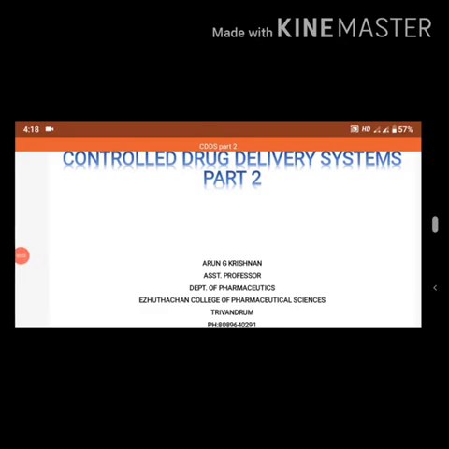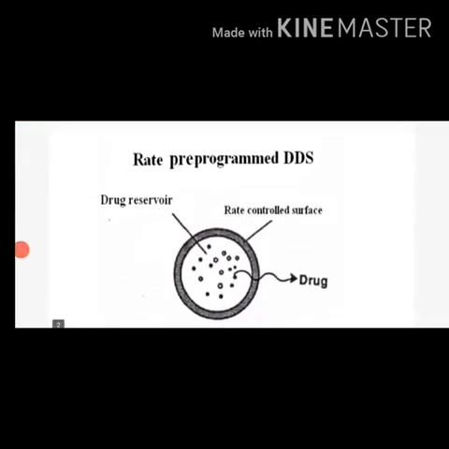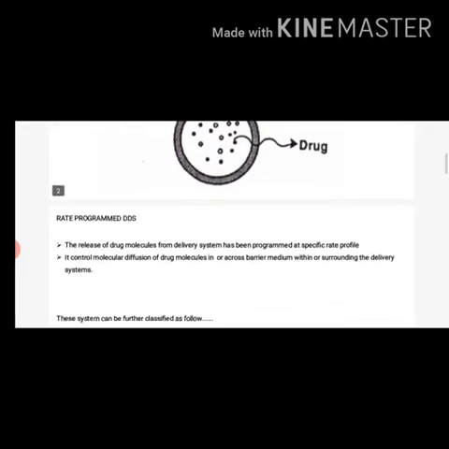Controlled drug delivery system. In our last class we discussed the pre-programmed drug delivery system, which consists of a drug reservoir containing the drug, and a rate controlling surface.